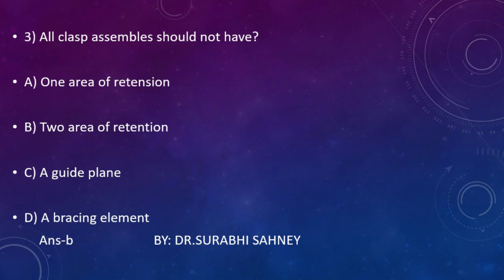All clasp assemblies should not have: Option A, one area of retention. Option B, two areas of retention. Option C, a guide plane. And option D, a bracing element. So what do you think? What will be the right answer for this question?